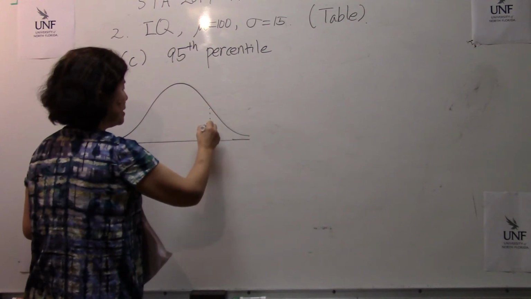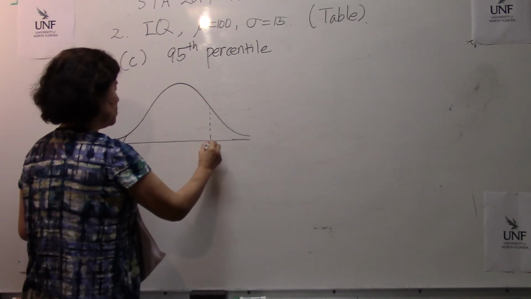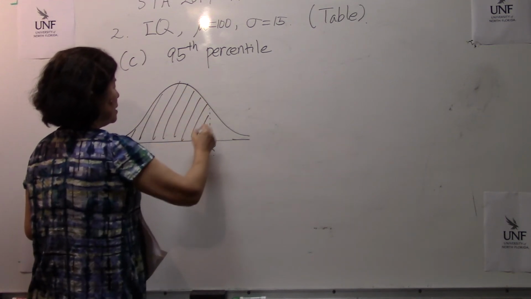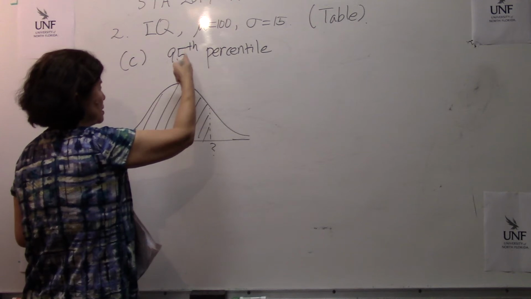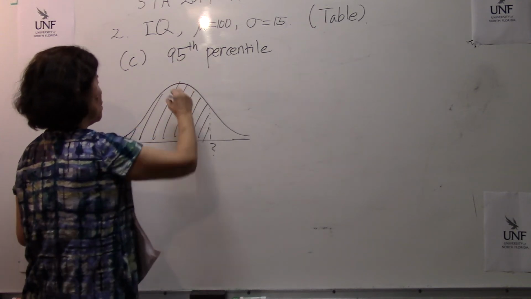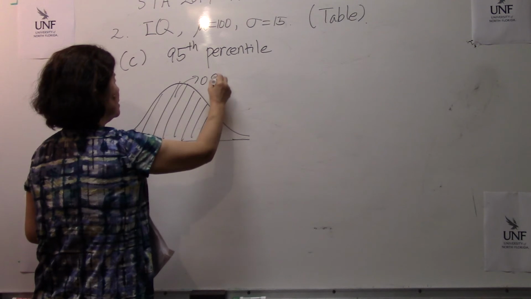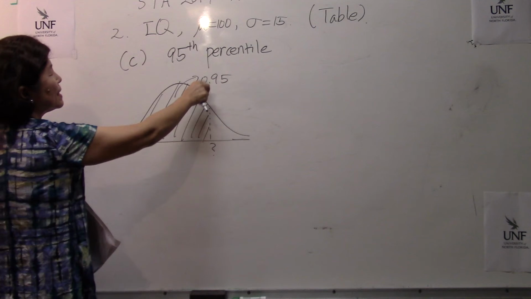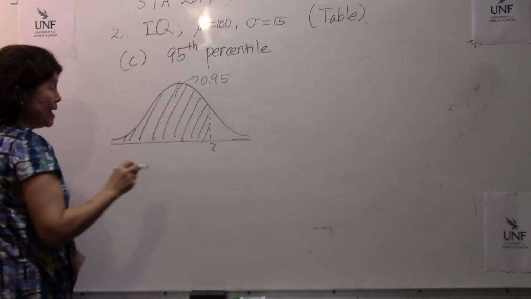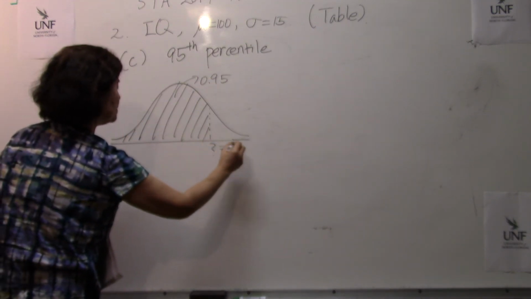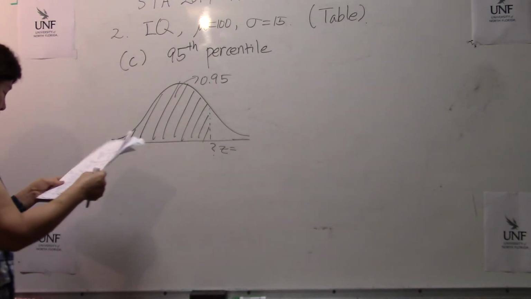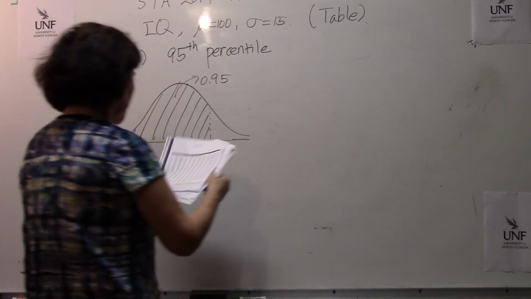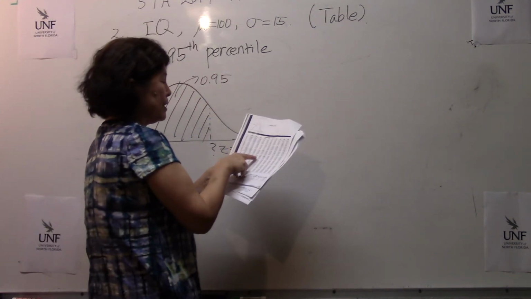So exactly, this person is located here, and the portion of scores below that person's score is 95%. So this area is 0.95. Get that? So what is the z-score over here? Yes, we have to use a table. So what do you need to do? We are going to use the table the opposite way.